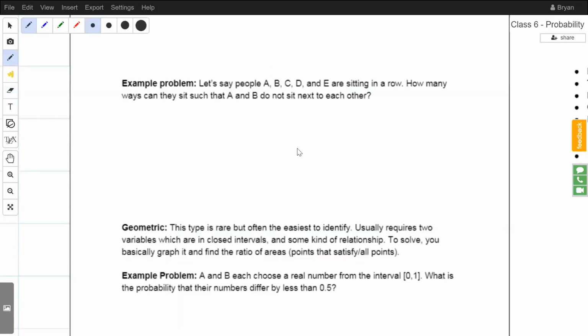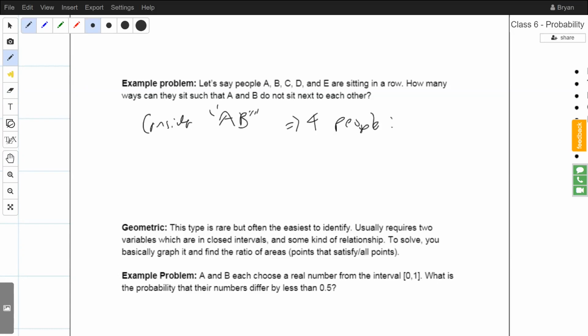So in this kind of problem, we can just consider A, B as a block or just one person. Then we're just left with 4 people: the block A, B, C, D, and E. So now we're just left with 4 people, and they will be ordered, so we're just left with 4 factorial.